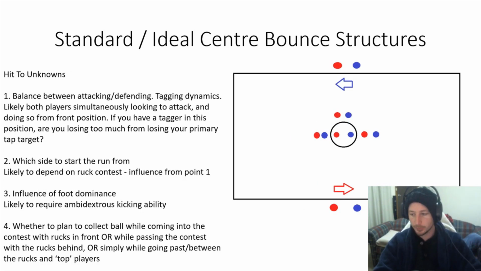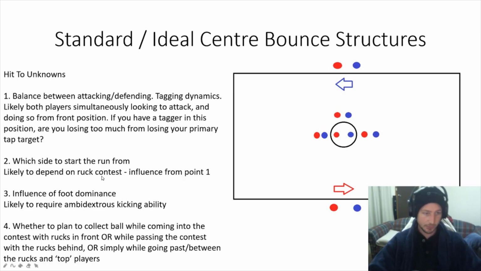The hit to unknowns. So I said this is something of a learning process for me, very much. So the unknowns, the questions that I have here, is the balance in the matchup between attacking and defending, the tagging dynamics. I didn't really see any pure tagging, but I saw a lot of players that just don't want to give the other guy any space, and everybody wants front position. So it's sort of a bit of a tussle, bit of a draw at all times. Minimal advantage, and if you can get that advantage, it can be huge.